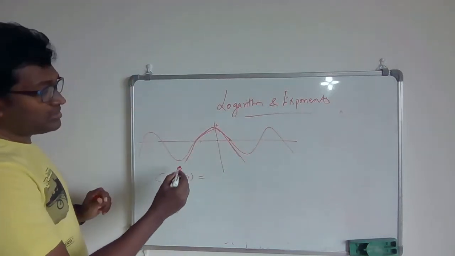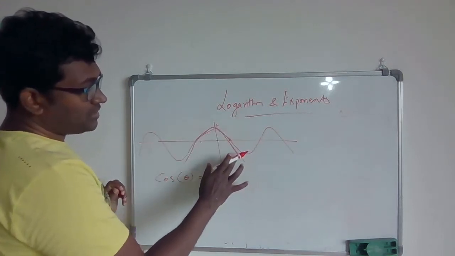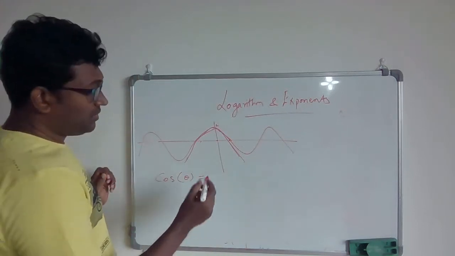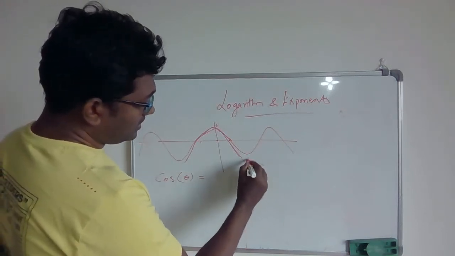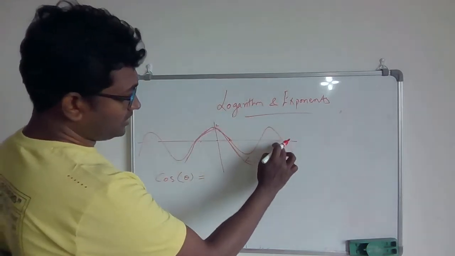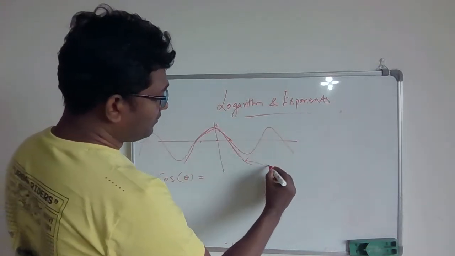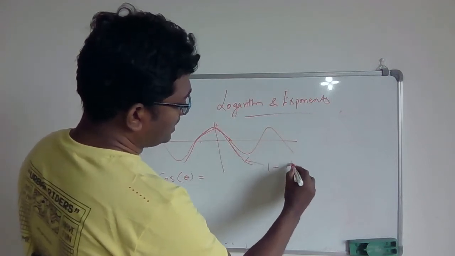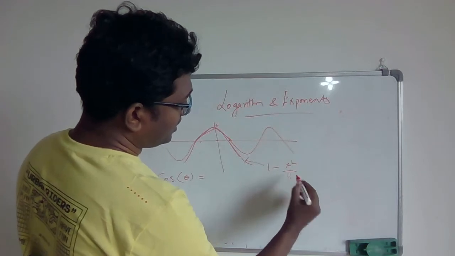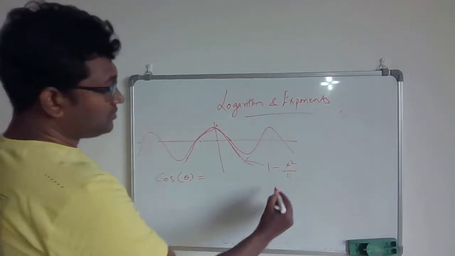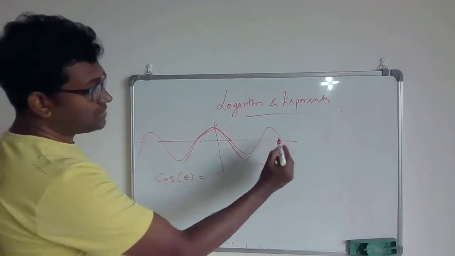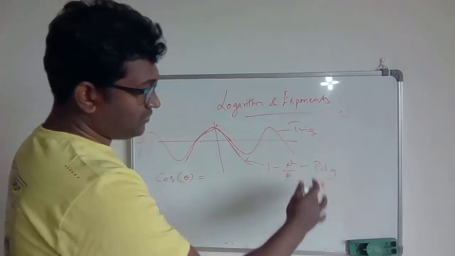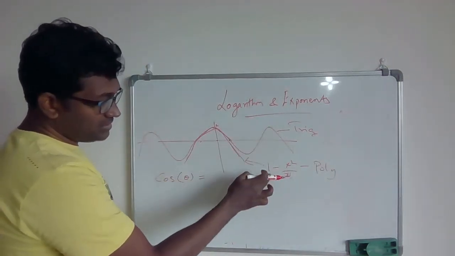So when you try to approximate this kind of wave function using a polynomial function, this is what they call the Taylor series. Here this is a trigonometry function, and this is a polynomial function. This polynomial function could be like 1 minus x squared by 2 factorial. Both are different families of functions, but we are trying to approximate this using this.